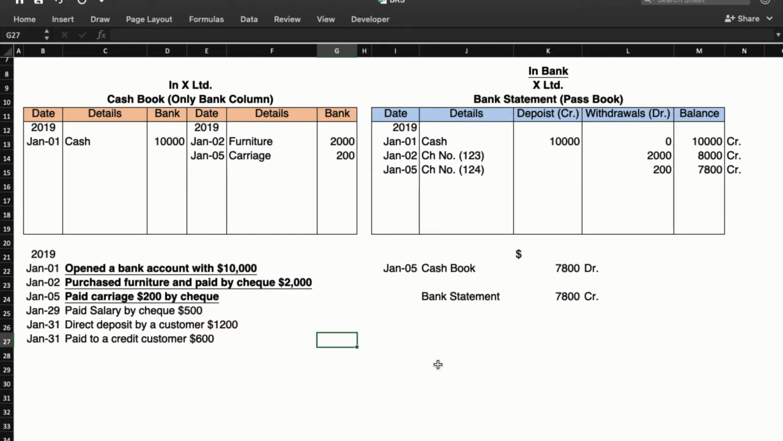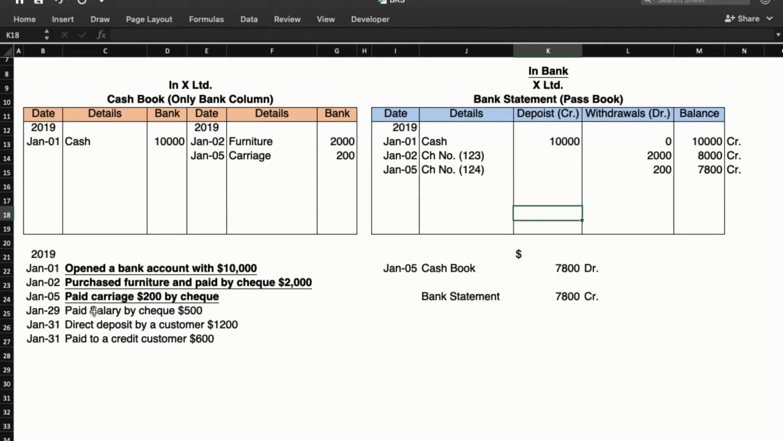In my previous video, you have seen that both the cash book and the bank statement were showing the same balance of $7,800. Now, in this video, we will see how both the books show different balances on a particular date. So, let's start. In my previous video, I recorded these starting three transactions.